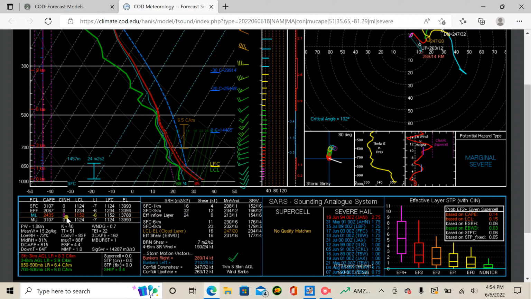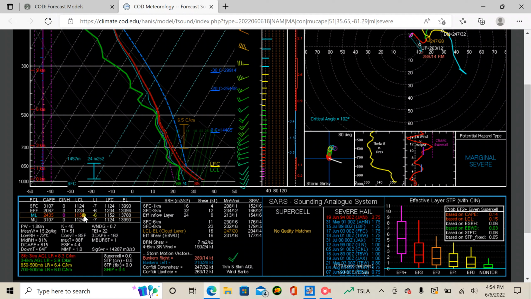In this case, CAPE is how easily lifted the air is. CINH is the capping inversion, which is like an inversion layer that can suppress all storm development for the said time period. Anything that's more than 50 or 100 you do not want to see on a storm day because it will suppress and kill all storms.